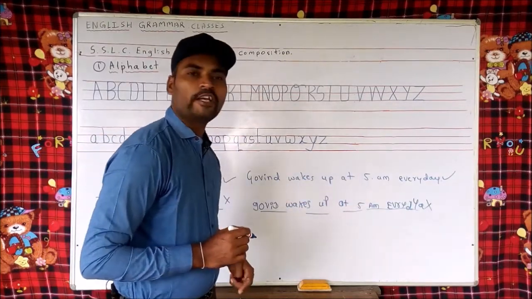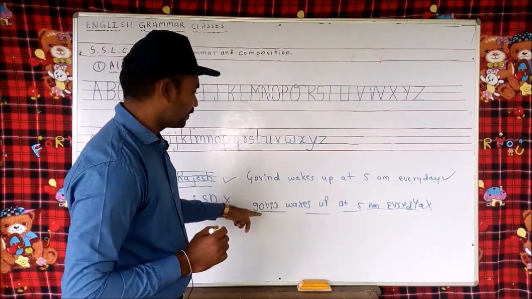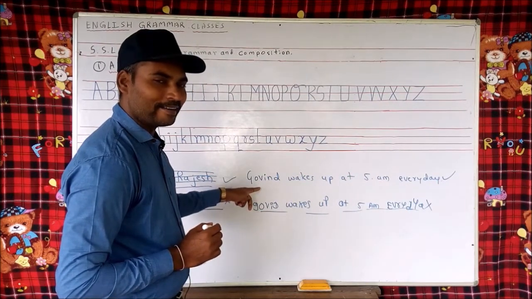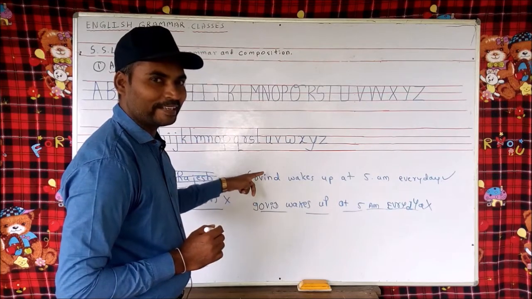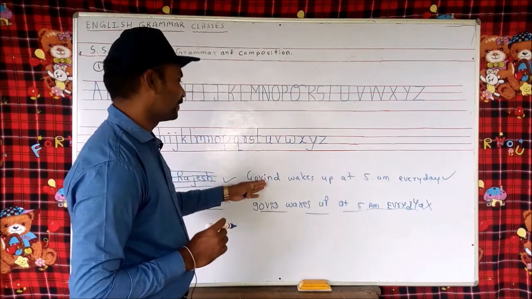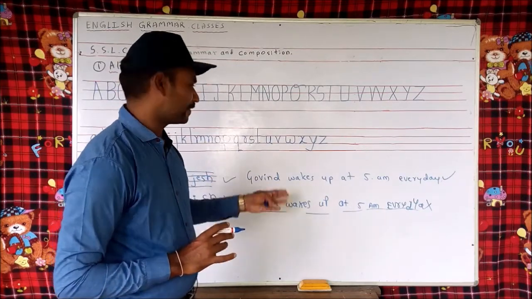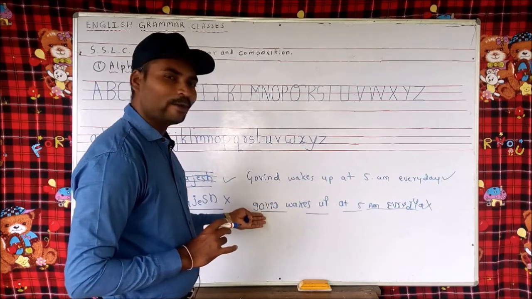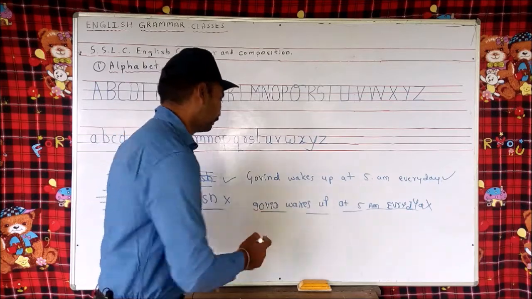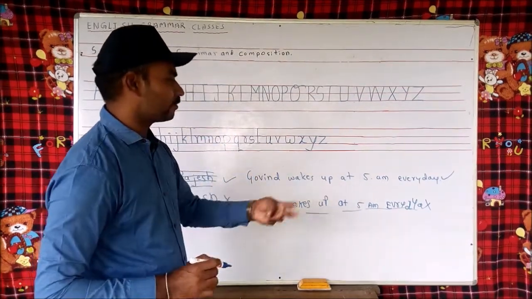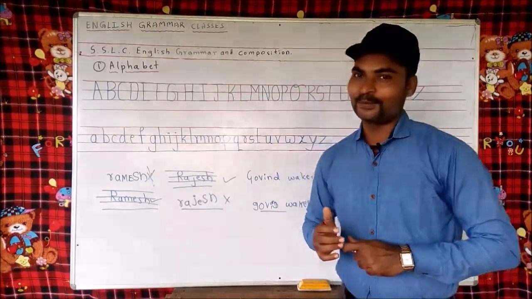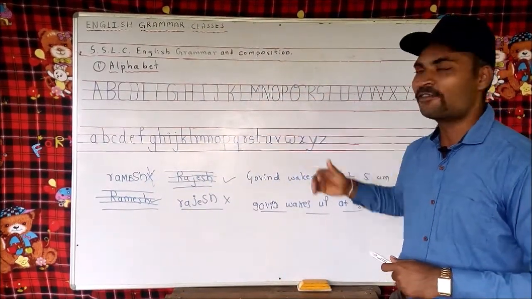Let's take the example of a sentence. Govind wakes up at 5 a.m. every day. Here you can see that the upper one has followed all the rules and regulations of writing the English alphabet. It has followed all the sizes and shapes. But look at the lower line. Nothing at all. Govind wakes up at 5 a.m. every day. What kind of writing do you want to practice?